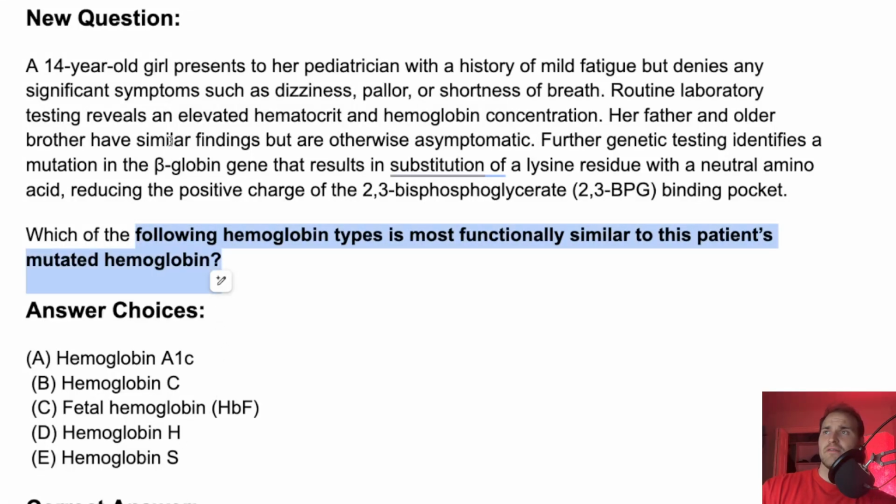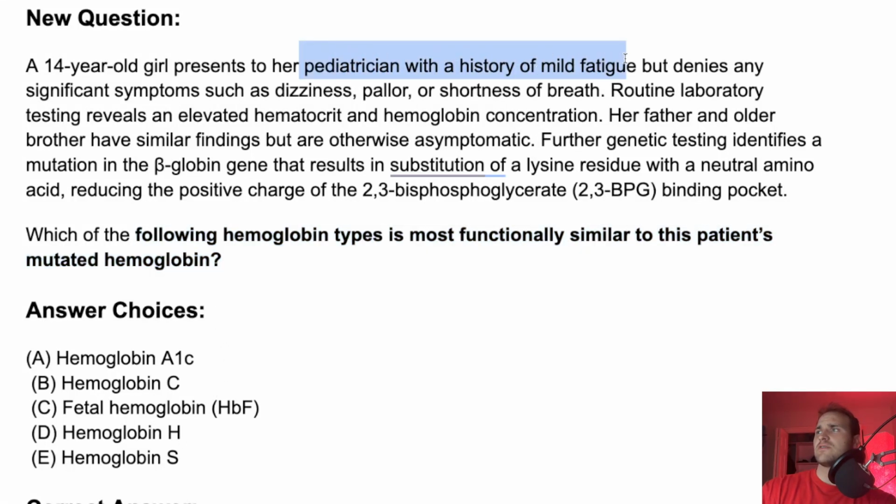Another question about blood. A 14-year-old girl presents to a pediatrician with a history of fatigue and denies any symptoms of dizziness, pallor, and shortness of breath. Okay, so genetic testing reveals a mutation of the beta-globin gene that results in substitution of a lysine residue with a neutral amino acid, reducing the positive charge of 2,3-bisphosphoglycerate. Okay, that's the hugely important thing.